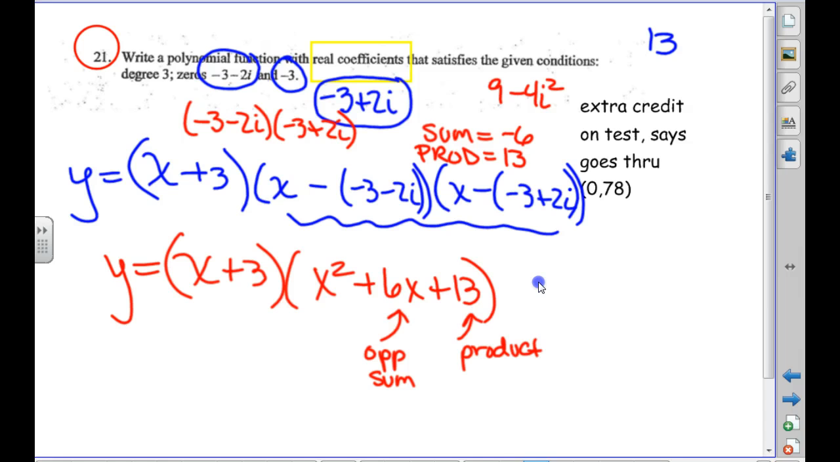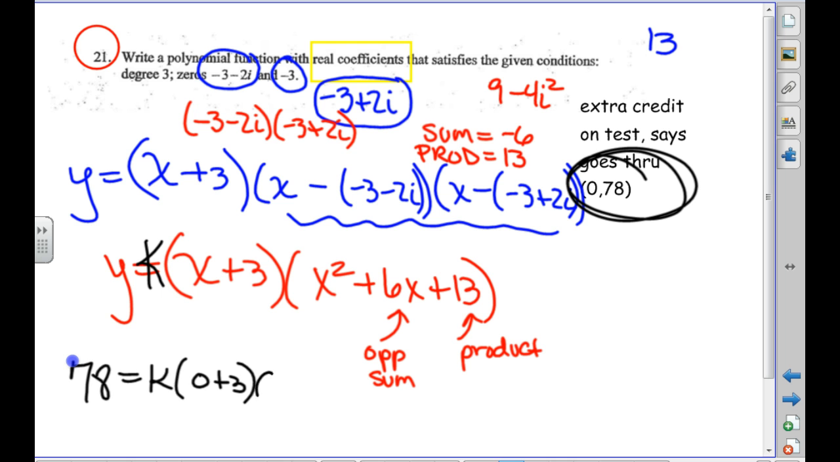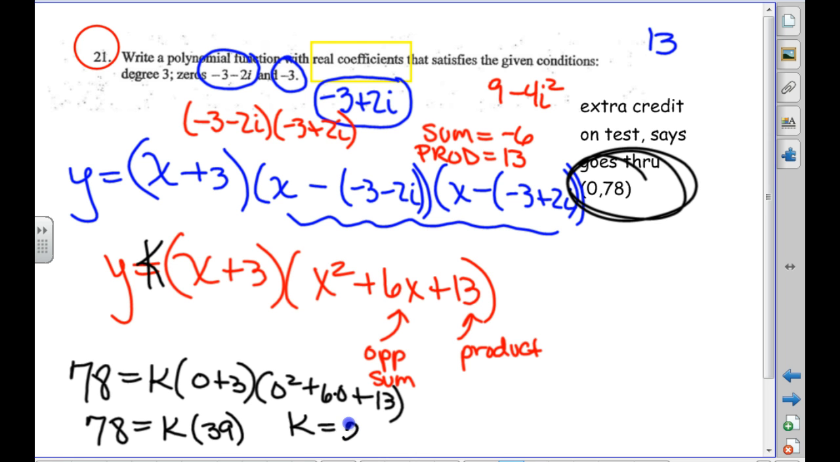If you want 2 extra credit points, there's part of the question that says it goes through some ordered pair. What would you have to do then? Find the stretch by plugging in 0 and 78. I think you get 39 over here, which goes in twice if I tried to make this come out nice. So the final answer would get you 2 extra credit points.